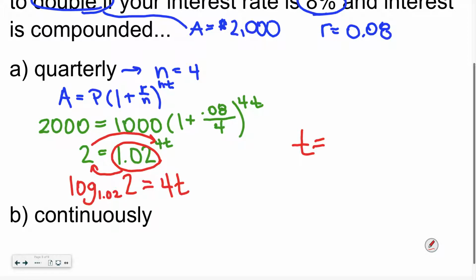Eli, what'd you get? 8.751. Do you agree with Eli's 8.751? If you don't agree, can I help you with your calculator? Do you think I want you to just write 8.751? What do I want you to write next to it? Years. Time is always in years with compound interest.